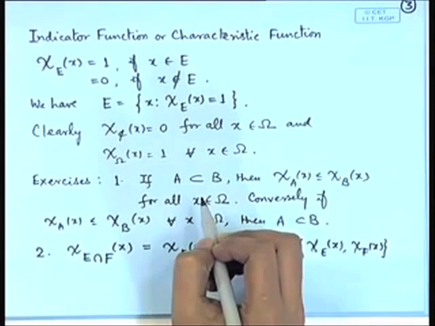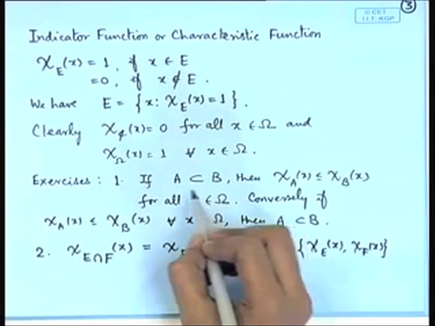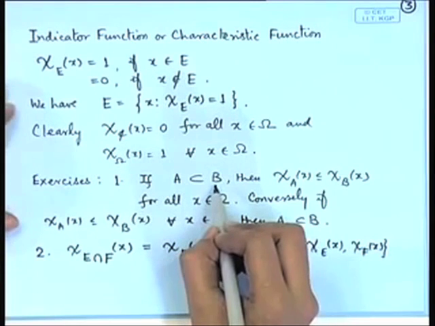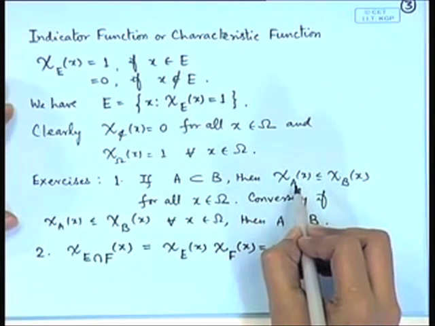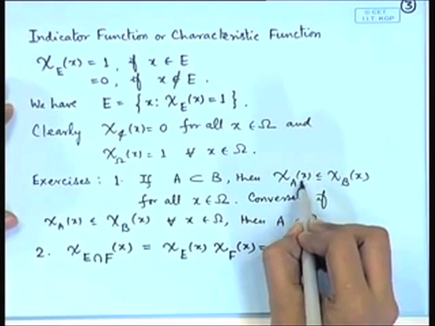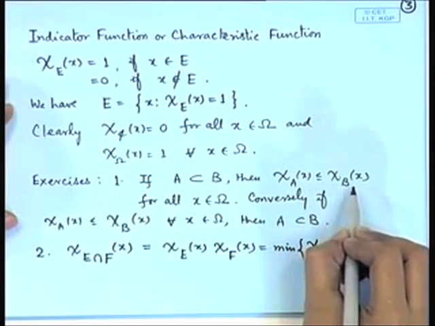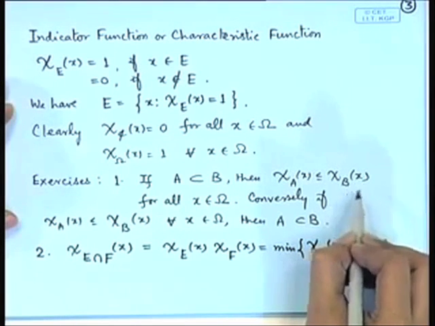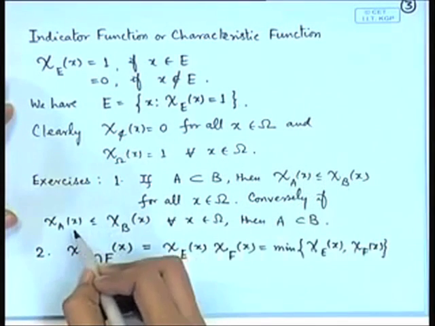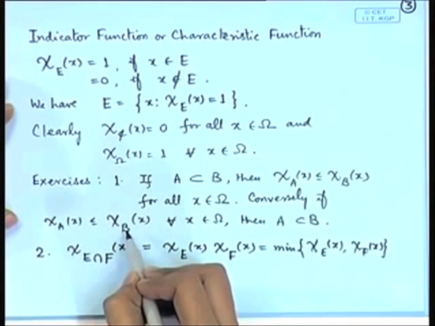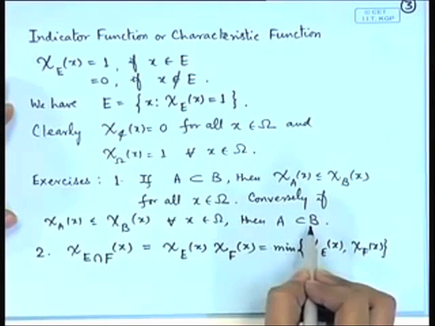There are certain exercises here. For example, if a set A is a subset of B, then the indicator function of A is always less than or equal to the indicator function of B. Conversely, if the indicator function of the set A is always less than or equal to the indicator function of B, then A is a subset of B.